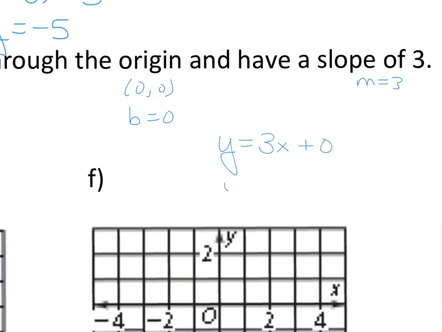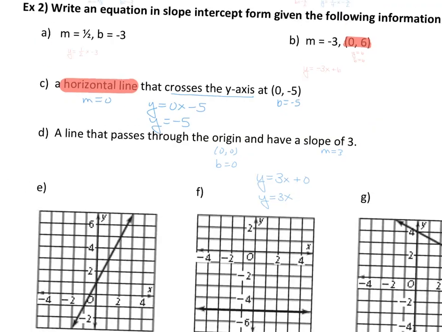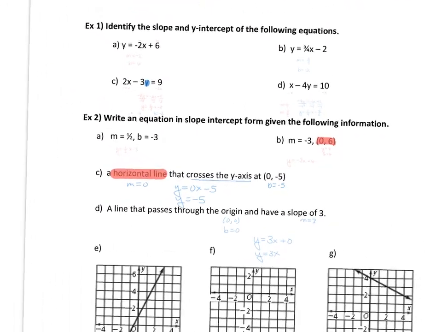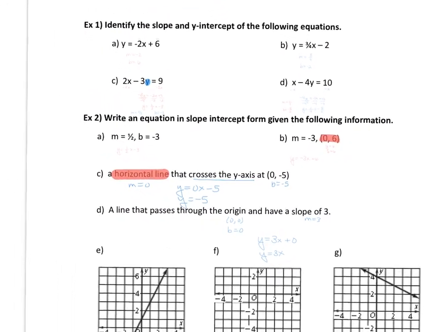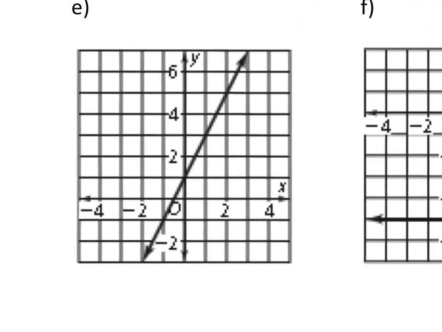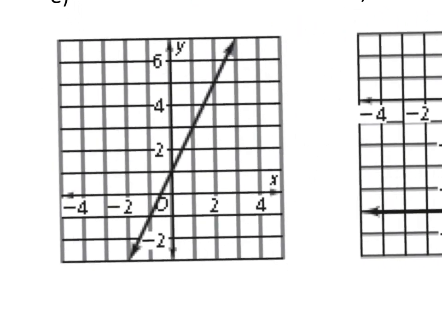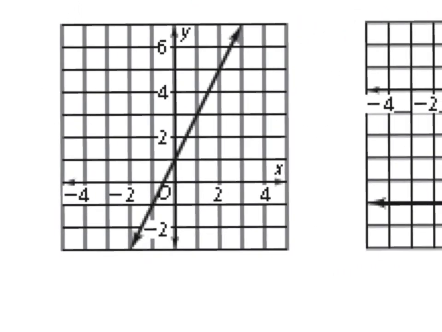You don't have to put the plus 0. If you just want to do y = 3x, that's the same thing, and I'd accept either one of those. All right, so far they've given us some equations, they've given us words, and now they're going to give us some pictures. So now we're going to write the equation of this line in slope-intercept form.